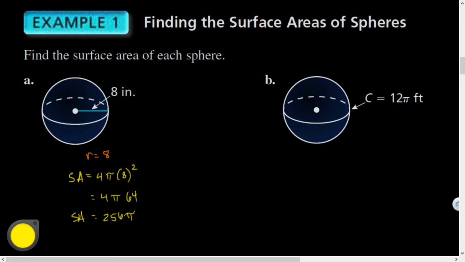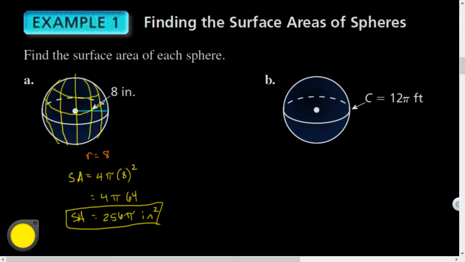So the surface area here is 256 pi inches squared. Now, Isaiah, I'm sure you know and agree that surface area is measured in square units, right? That's going to be the amount it would take to paint the whole world. Right, the number of square units, Lauren, that it would take to paint the whole world. There we go. Is this 256 pi square inches.